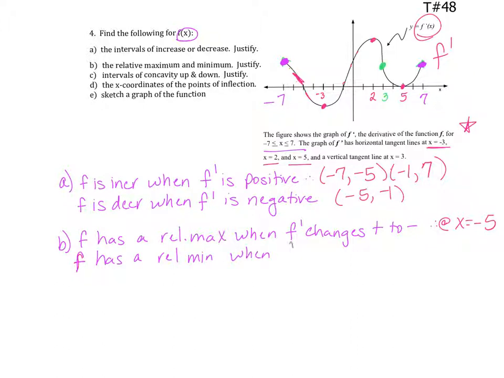When f prime changes from negative to positive. So where is that? Well, that's at x equals -1. Perfect.